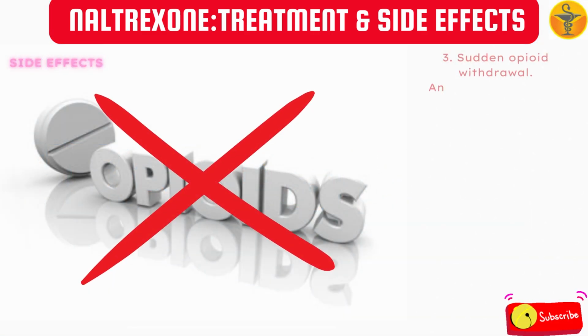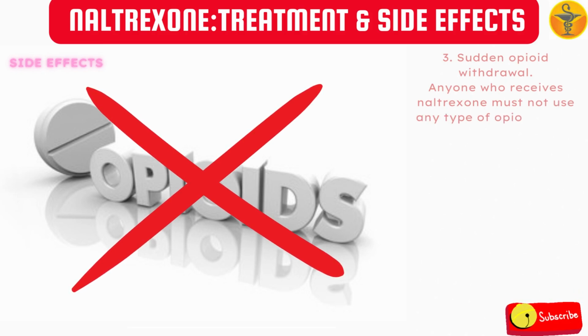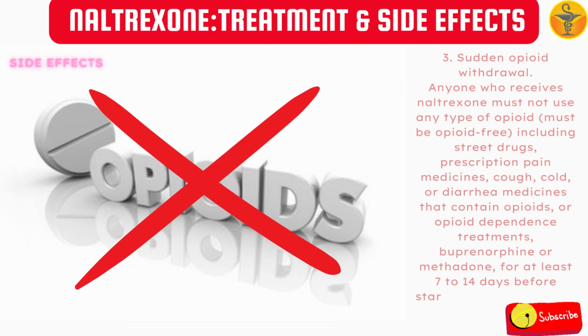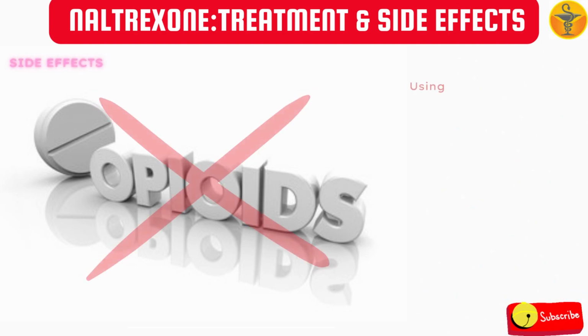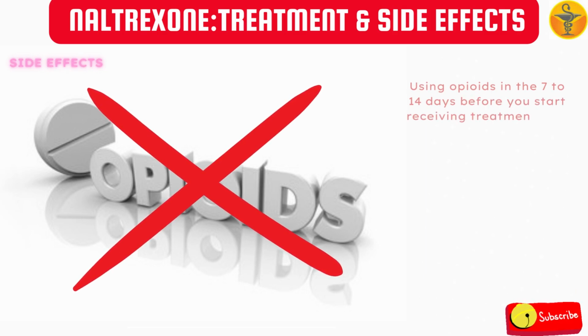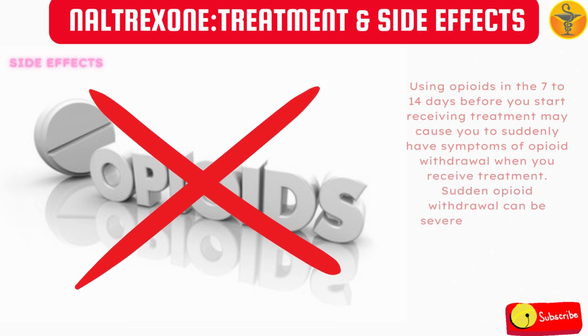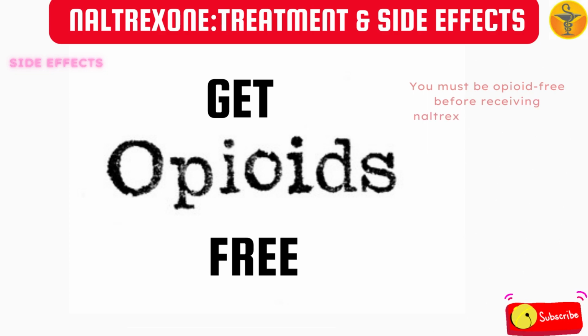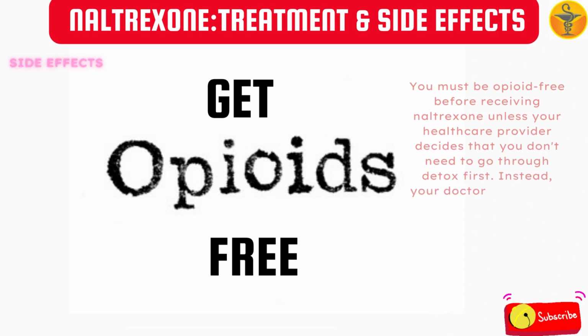3. Sudden opioid withdrawal. Anyone who receives naltrexone must not use any type of opioid, must be opioid-free, including street drugs, prescription pain medicines, cough, cold, or diarrhea medicines that contain opioids, or opioid dependence treatments, buprenorphine or methadone, for at least 7 to 14 days before starting this medication. Using opioids in the 7 to 14 days before you start receiving treatment may cause you to suddenly have symptoms of opioid withdrawal when you receive treatment. Sudden opioid withdrawal can be severe, and you may need to go to the hospital. You must be opioid-free before receiving naltrexone unless your healthcare provider decides that you don't need to go through detox first. Instead, your doctor may decide to give this medication in a medical facility that can treat you for sudden opioid withdrawal.